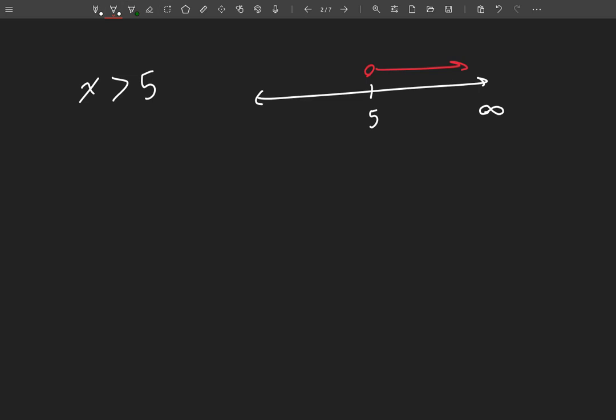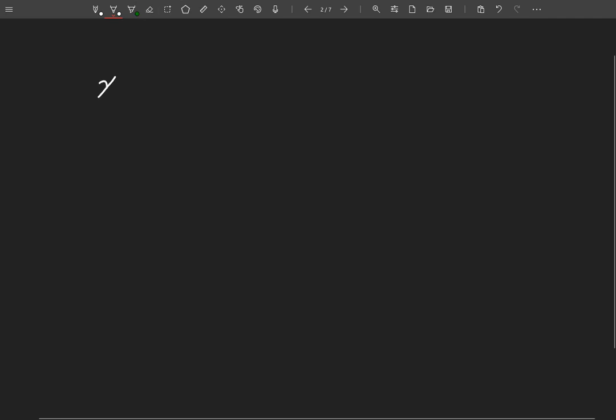Keeping the picture in mind, the left one is going to be 5. The right one's going to be infinity. We do not include infinity ever. And in this case, I'm not including 5 either. So I have parentheses, and that's how that works. Hopefully that's not too bad. All right, what about if we went the other way? Let's try that. Let's say I had x is less than or equal to 3.